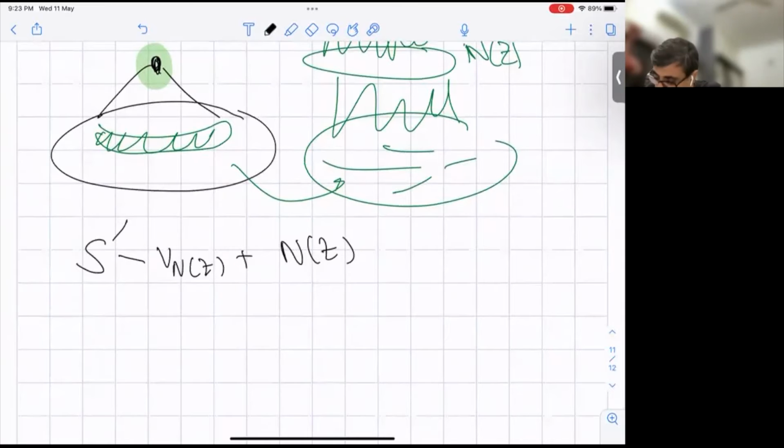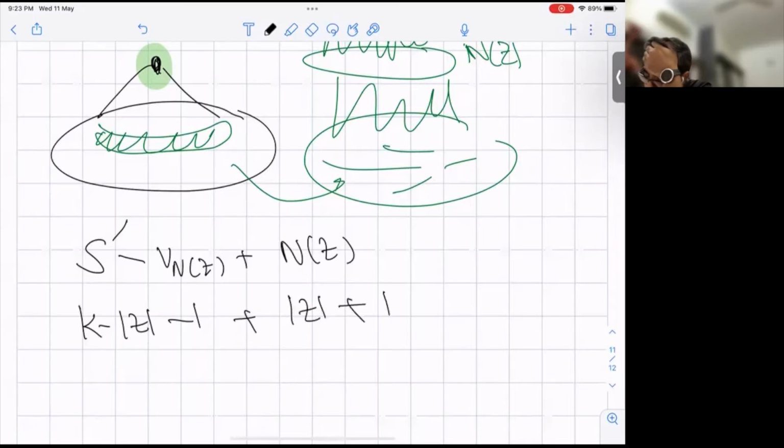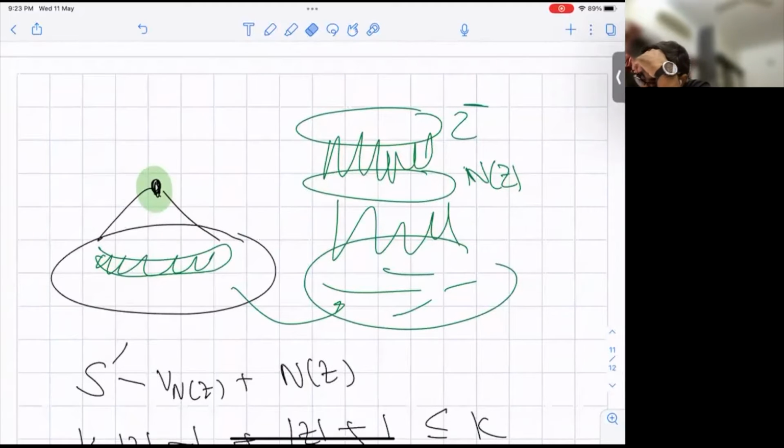So what is its size? It is K minus mod Z minus 1 plus mod Z plus 1, which is at most K plus 1. So at most K, sorry. Right? Mod Z will get cancelled, minus 1 plus 1 will get cancelled. Now, what about edges? Well, by adding this, whatever this green vertex could do, N of Z could do. And also by introducing Z, which only has edges to N of Z, you are also able to cover those edges with N of Z.